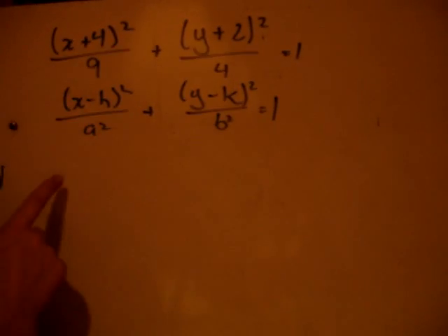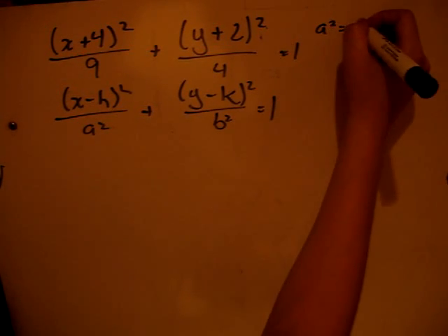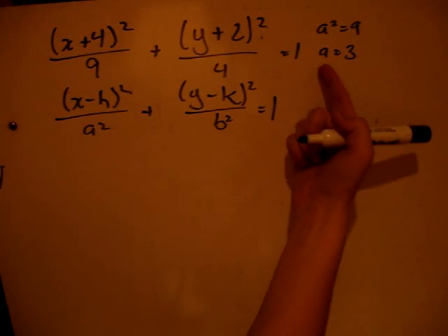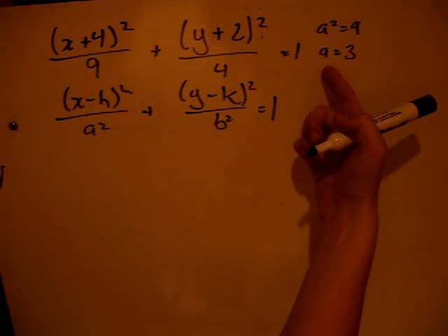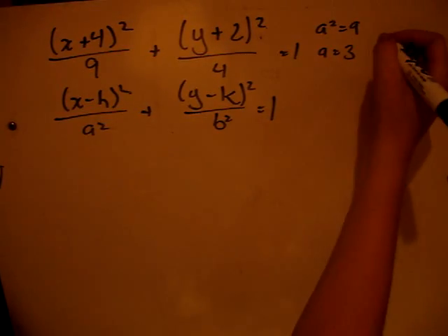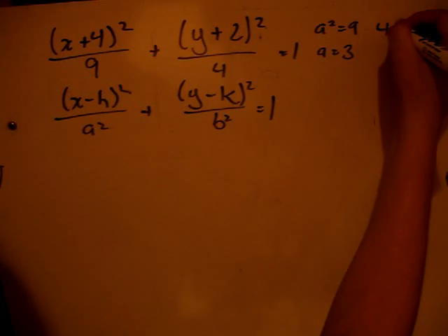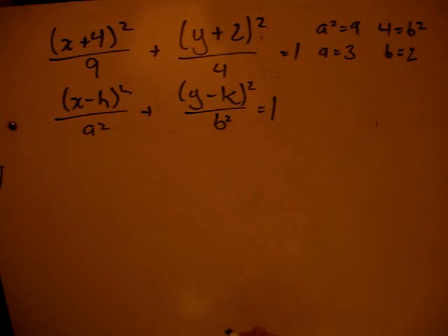Now we see that 9 corresponds to a, so a² equals 9 and a equals 3. A is the semi-major axis in this case because 9 is greater than 4. And 4 corresponds to b, so b² equals 4 and b equals 2.